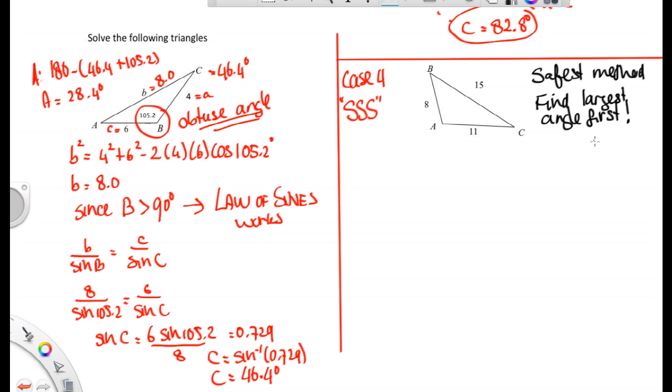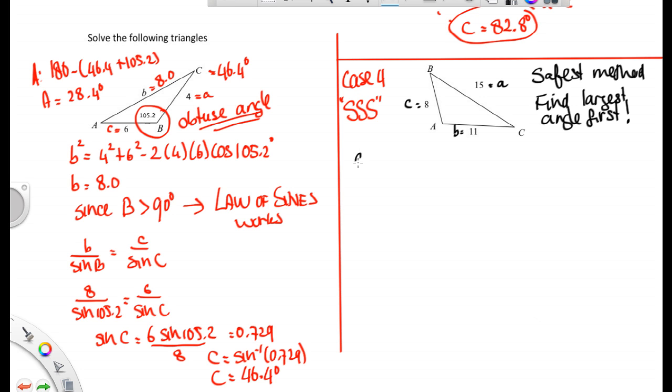How do you know which one's the largest? Well, it's opposite the largest side. So if that's 15, then that's an A. So I'm going to find angle A first. And this one's opposite C, and this one's opposite B. So I am going to do A squared. Let me write it down once for you, one more time.